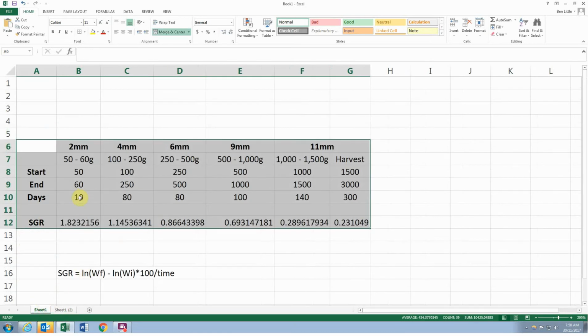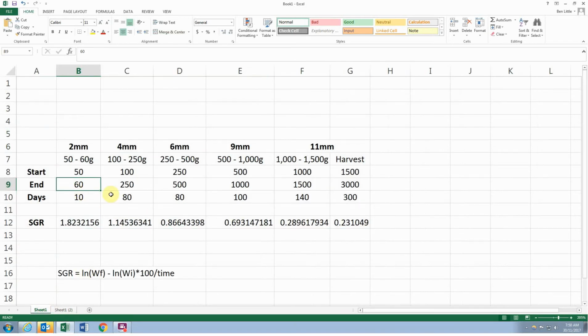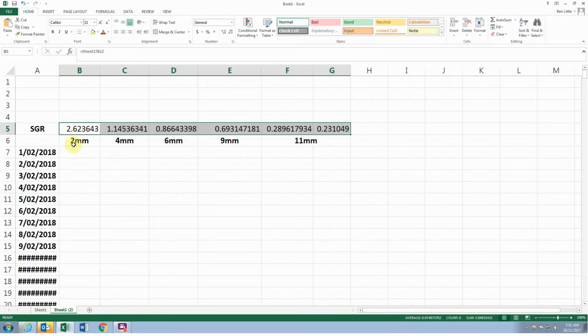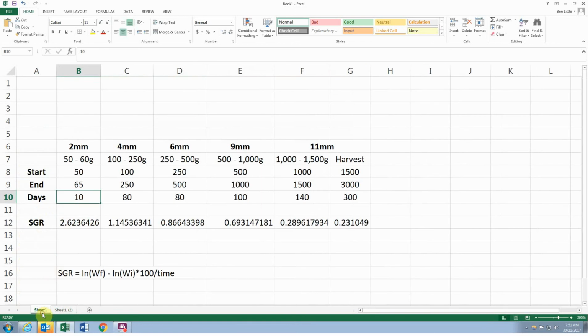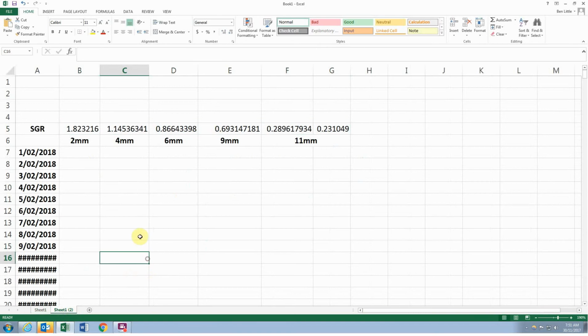So if I changed a factor over here, let's say instead of the fish growing from 50 to 60 grams in that bracket, we'll put in 65, this SGR down here will update. Alright, and we get 2.6, shift across to here, and I'm going to get a 2.6 over here. So it's just a quick way of being able to link everything up. We've just got to make sure that we don't make mistakes anywhere along the line.